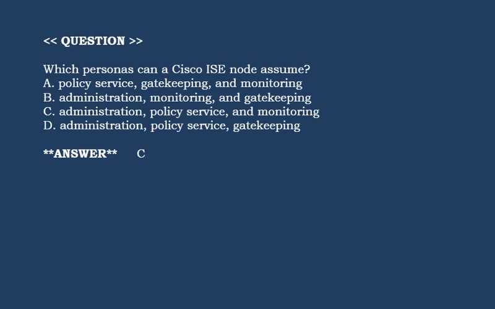Now the question is, which personas can a Cisco ISE node assume? Option A, policy service, gatekeeping and monitoring. Option B, administration, monitoring and gatekeeping. Option C, administration, policy service and monitoring. Option D, administration, policy service, gatekeeping. Correct answer is option C.